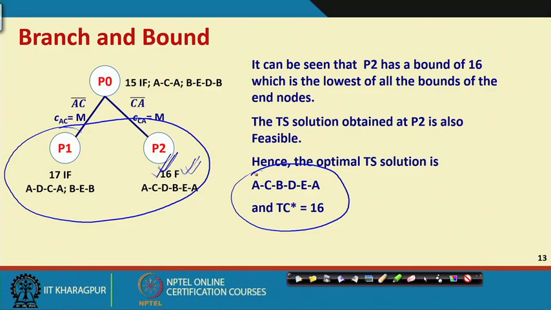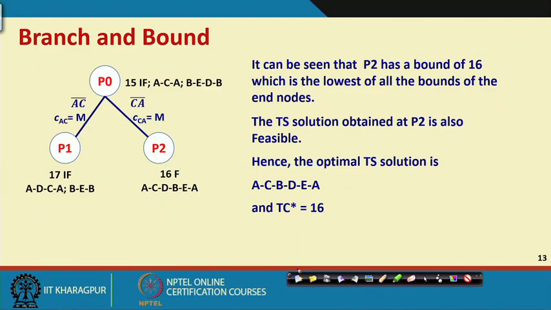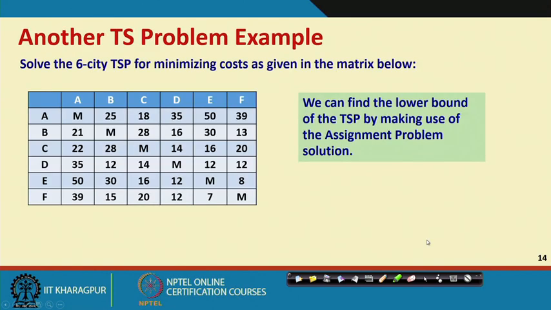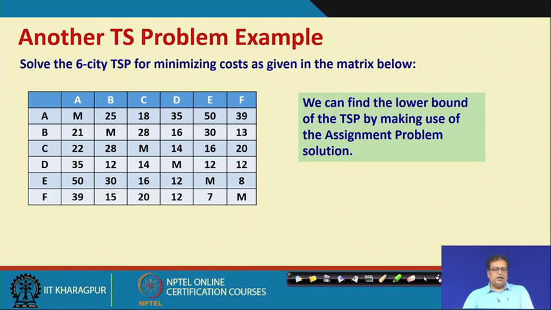But before leaving this topic, let us look at another problem and quickly understand how this branch and bound method really works one more time, right. So, let us take another problem. Suppose we take a 6 city TSP problem as given here, and again we need to solve this by BNB, the branch and bound algorithm.